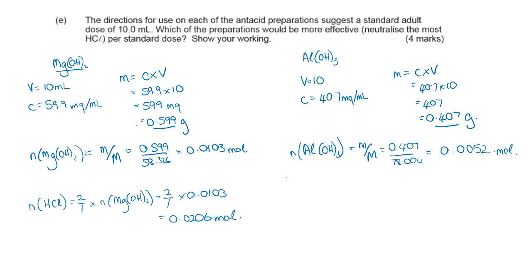We go and have a look at the aluminium hydroxide, and so the number of moles of hydrochloric acid that it would neutralise, in this case, is 3 over 1, because there's 3 hydroxides.